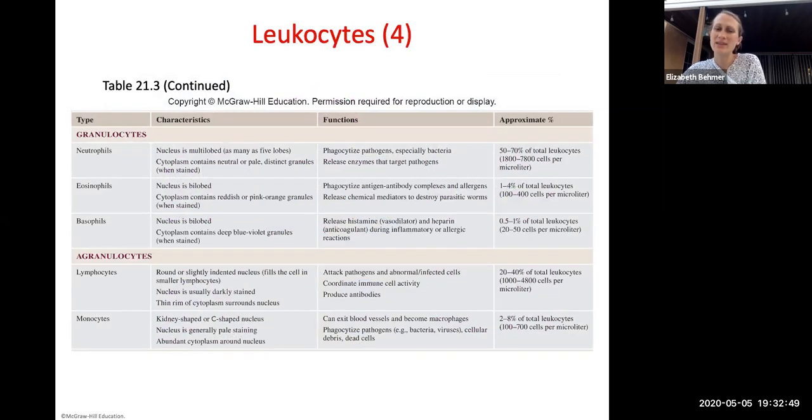Here's the 5 types and their functions. Again, I don't really test you on this because there's a lot in this unit. Maybe I should. Future anatomy class. Future anatomy, not for you guys.